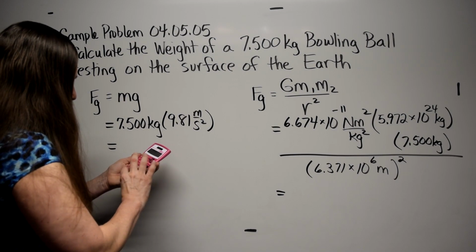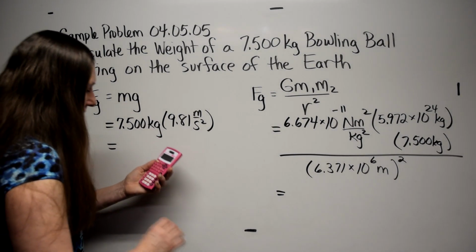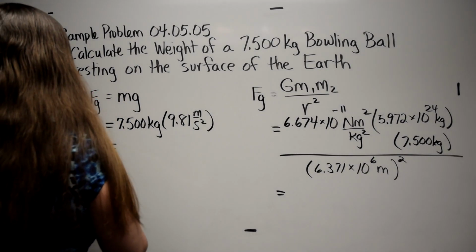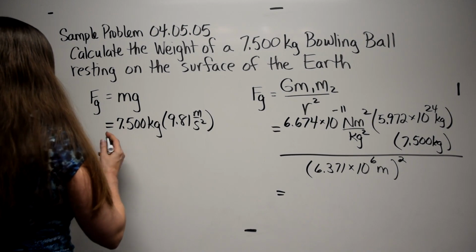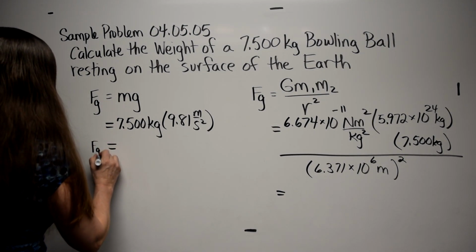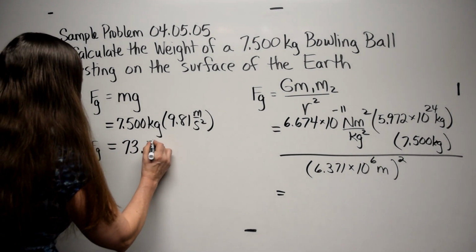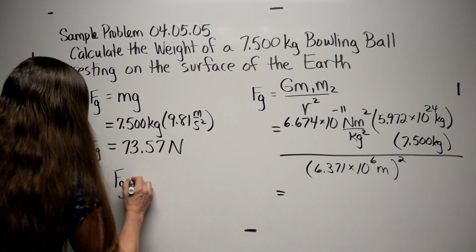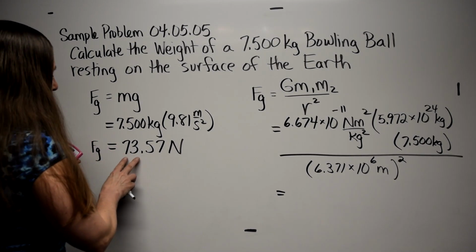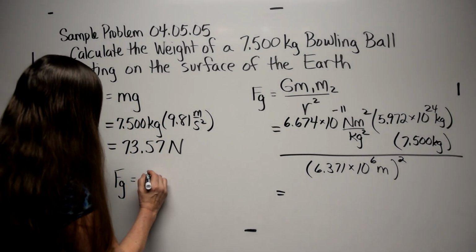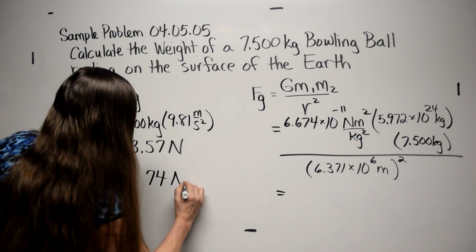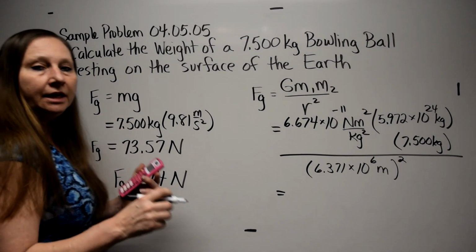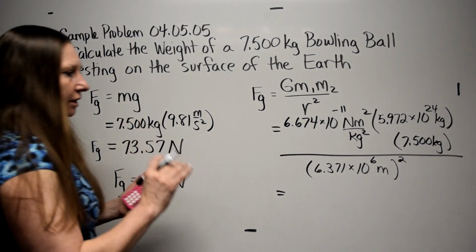Here we've got 7.5 times 9.81. We're getting 73.57 newtons. So Fg is 73.57 newtons. Now, earlier we found that we were getting about 2 significant figures. So let's just say 74 newtons. Let's see if the other equation gets us at least the same 2 significant figures.